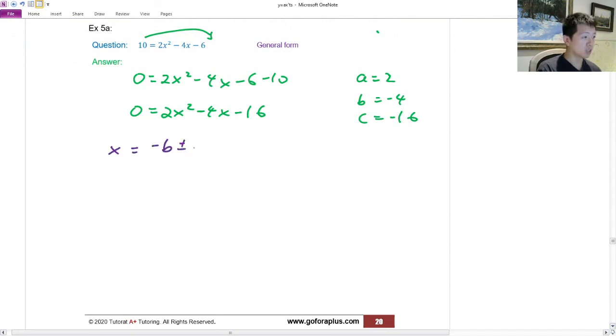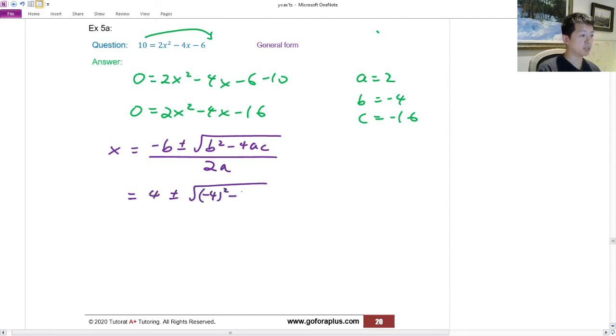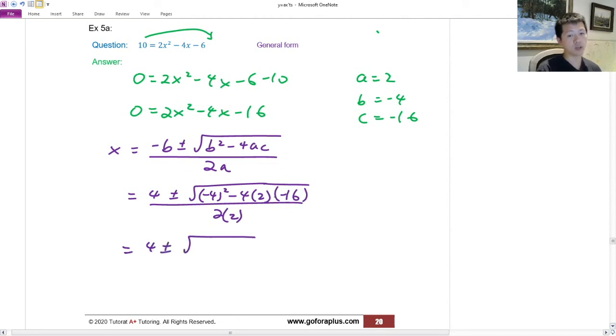to remember the equation. It's very important to remember this equation. The whole thing over 2A. Now, plug it in: it's basically minus 4, which is plus 4, plus or minus the square root of minus 4 squared minus 4 times A, which is 2, times C, which is minus 16, over 2A. Over 2 times 2, sorry. Now I have 4 plus or minus, inside the square root here, if you calculate it mentally or using a calculator, it's going to give you 144, over 4. And this is going to give me 4 plus or minus 12 over 4.